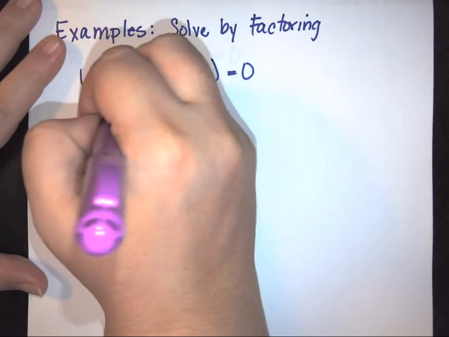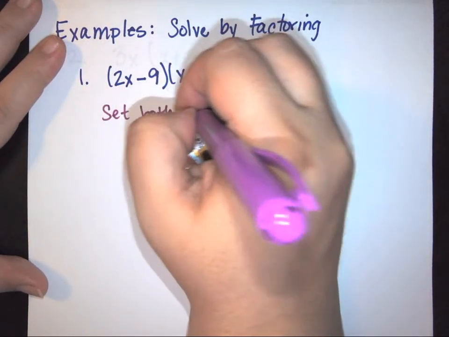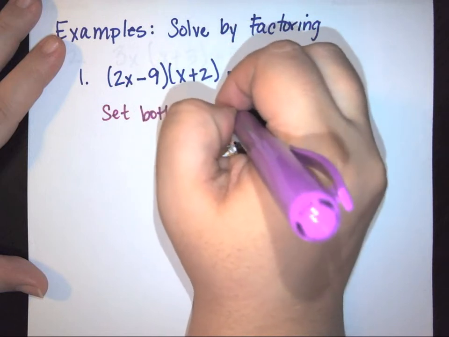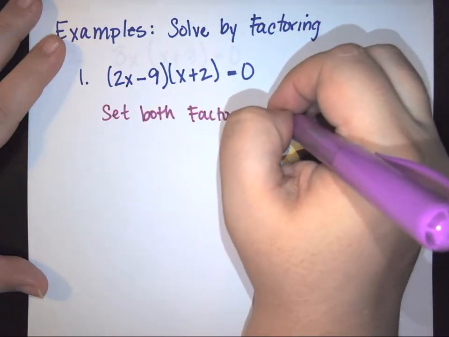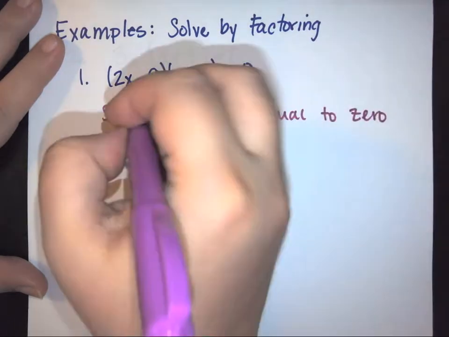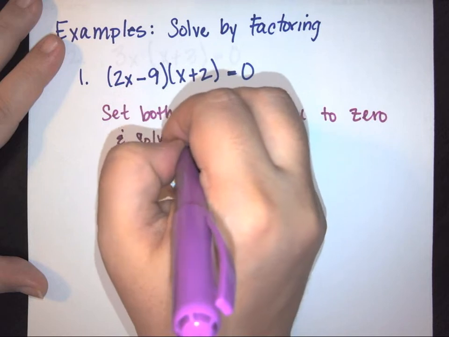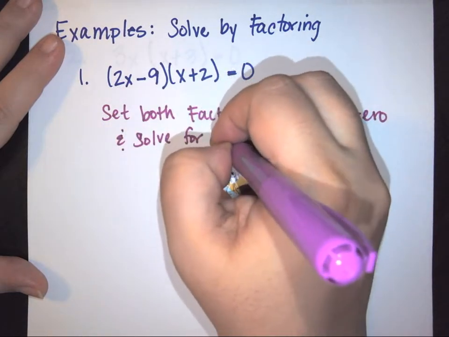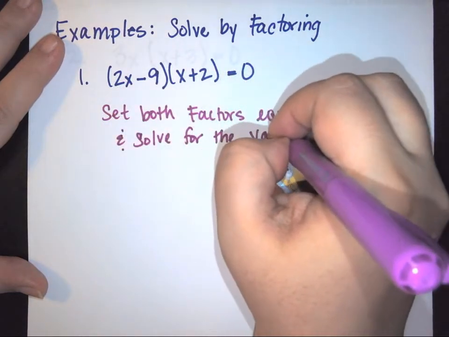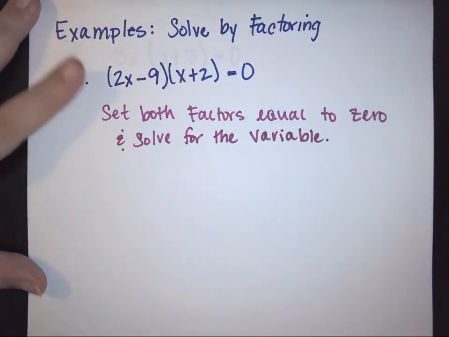Once you get a quadratic down into factored form, the first thing that you have to do is you have to set both factors equal to 0, and then you're going to solve for the variable. In this case, my variable is x, so I would solve for x.